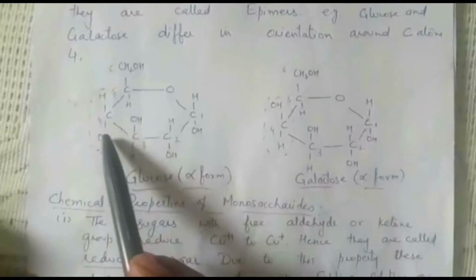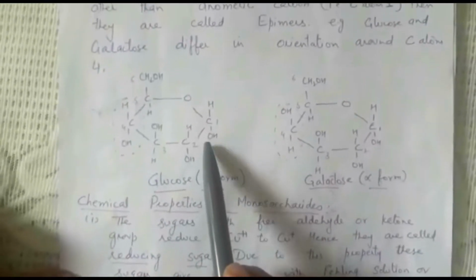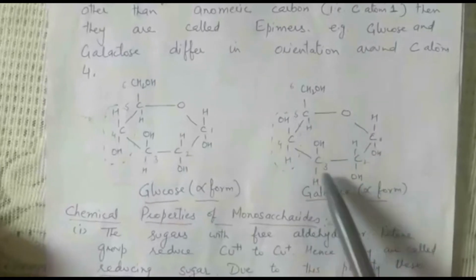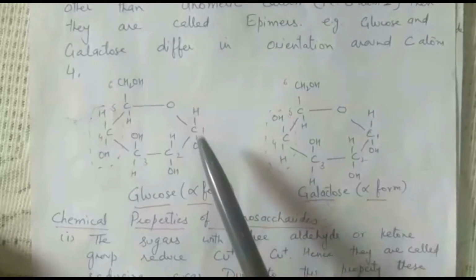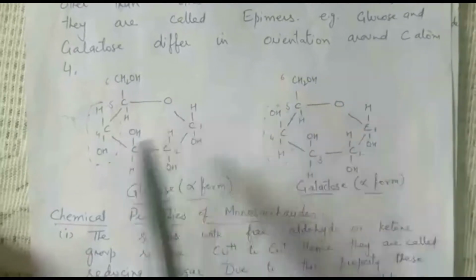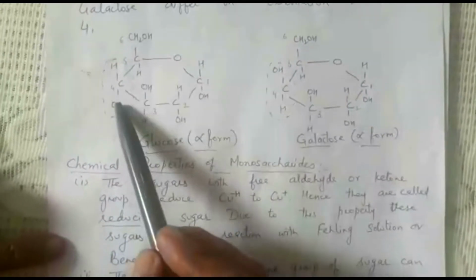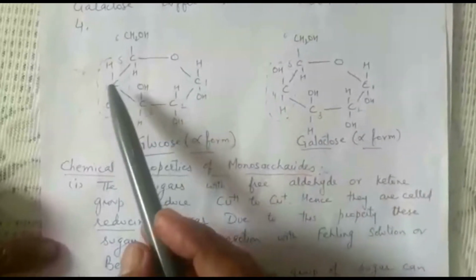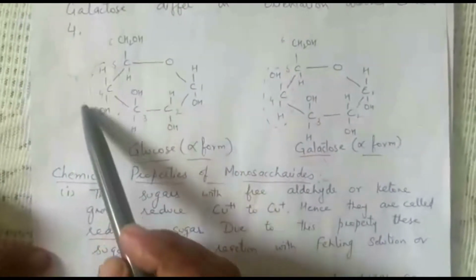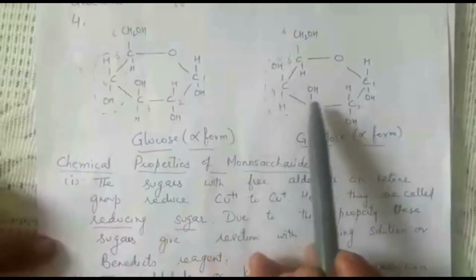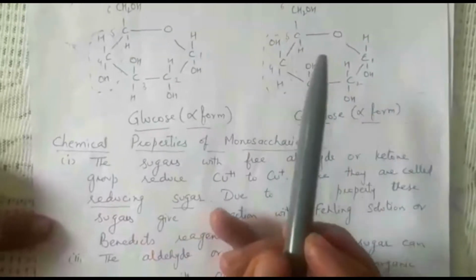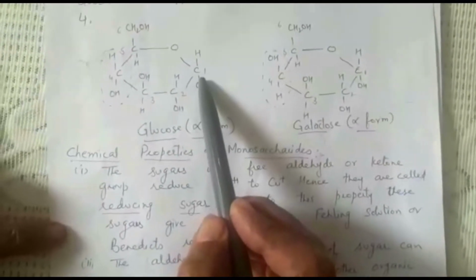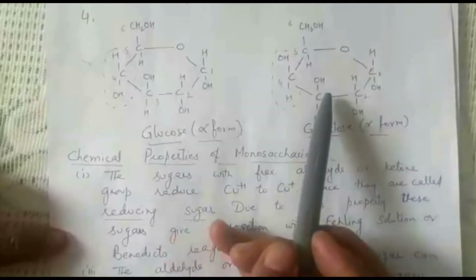This is the pyranose form of alpha glucose. This is the pyranose form of alpha galactose. Alpha because hydrogen is on the upper side, OH group is on the lower side. Glucose and galactose differ in orientation of hydrogen and hydroxyl group at carbon atom 4. So these are two monosaccharides which differ in the orientation of hydrogen and hydroxyl group at a carbon other than carbon atom 1. So glucose and galactose are known as epimers.